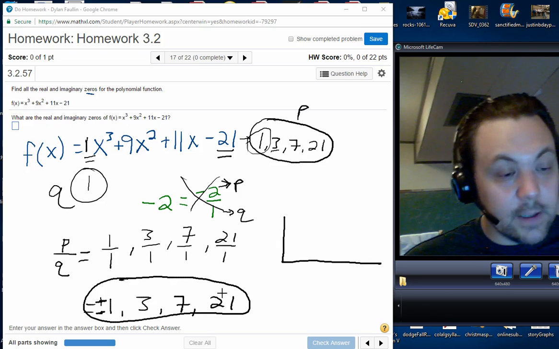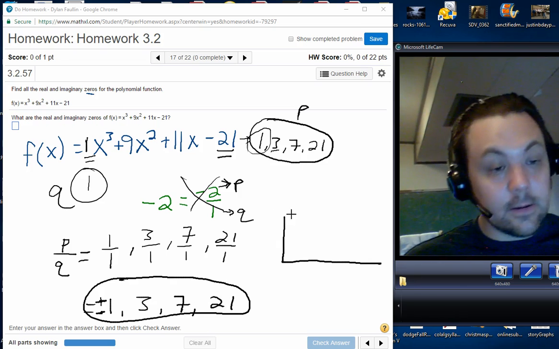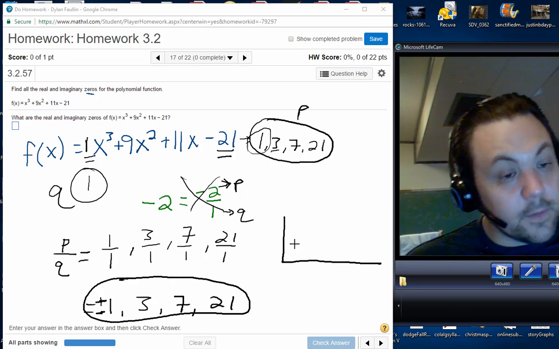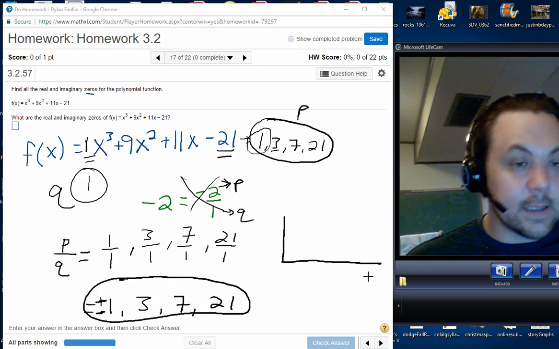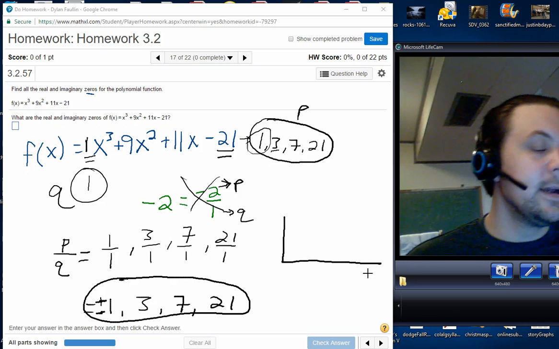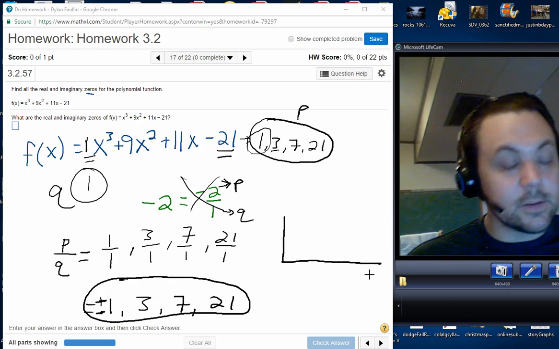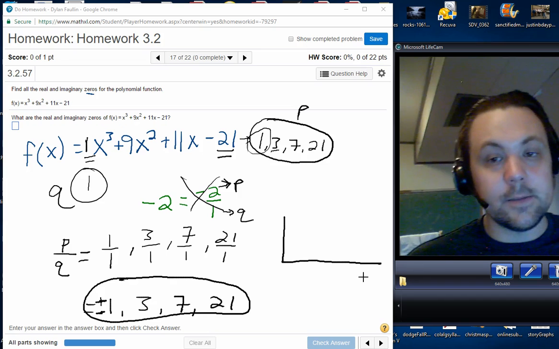So that's, again, as simple as I can make it. We make this list of educated guesses. We check those guesses by doing synthetic division with those numbers. And if the remainder comes out equal to zero, then that's what we're looking for. We can stop and factor. If the remainder doesn't come out equal to zero, we cross it off our list and we try something else.